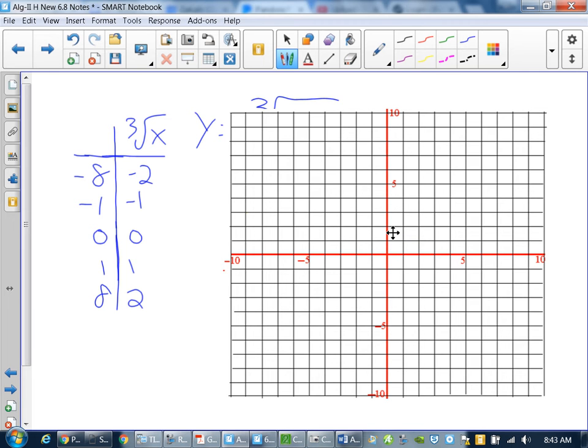Then the other thing is, it's just a matter of plotting it. Negative 8, negative 2. Negative 1, negative 1. 0, 0. 1, 1. 8, and 2. So your cube root function does that. Hey, it looks kind of like the cubed function, but it fell over and flipped.